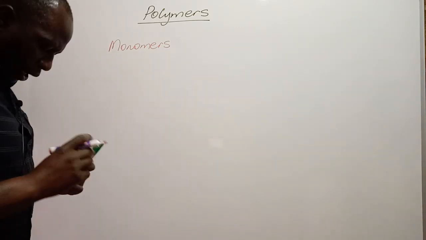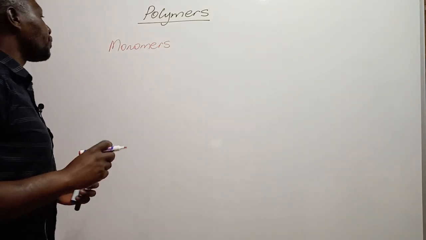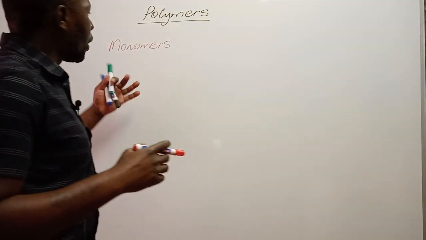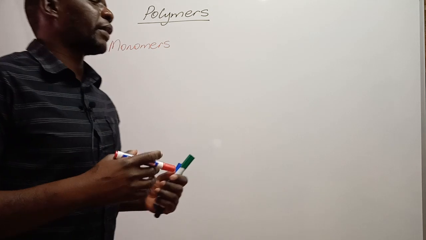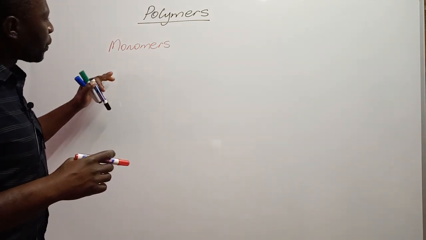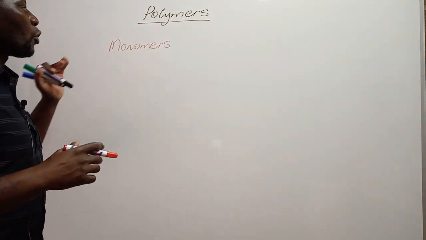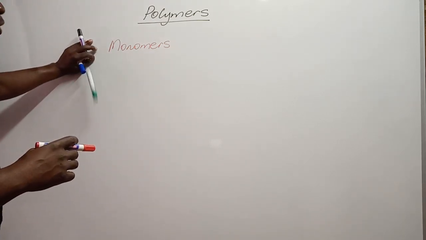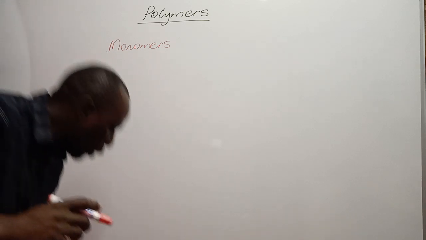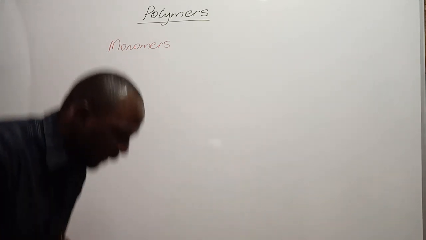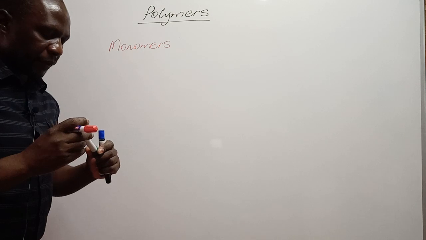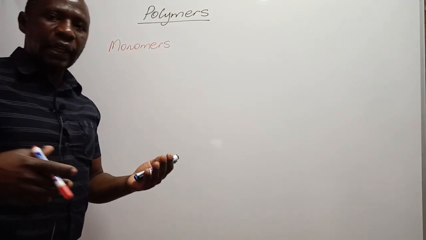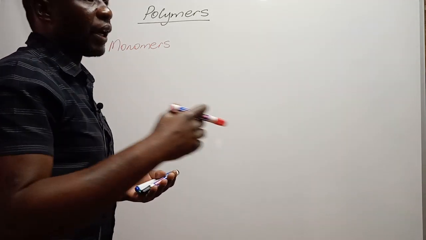Okay, so now let's look at how polymers are made. Polymers are made out of what we call monomers in chemistry. But we must also understand what these monomers are. Polymers are made out of monomers. Monomers are a group of identical molecules that come together and make a polymer chain.